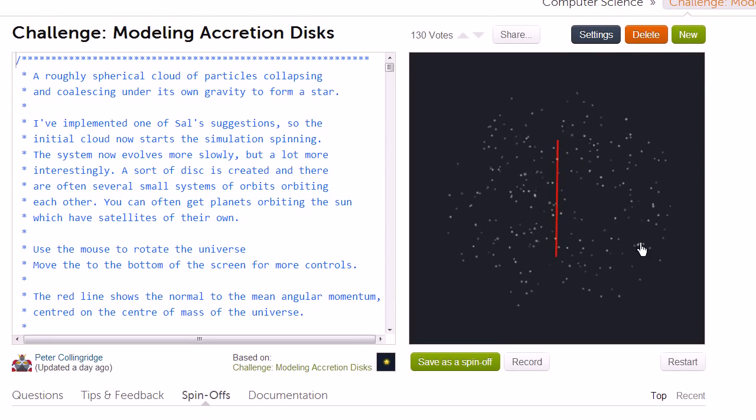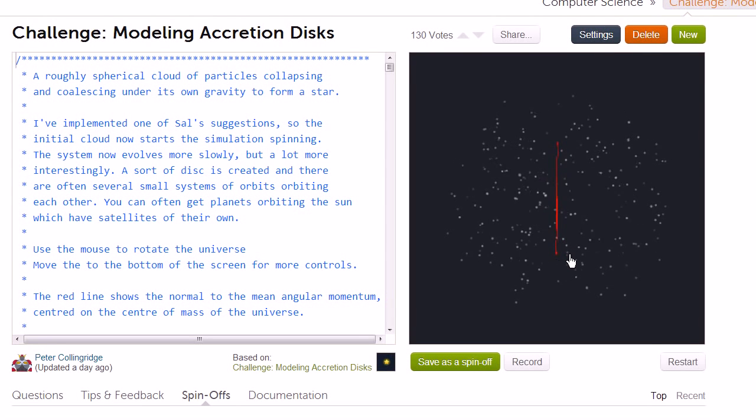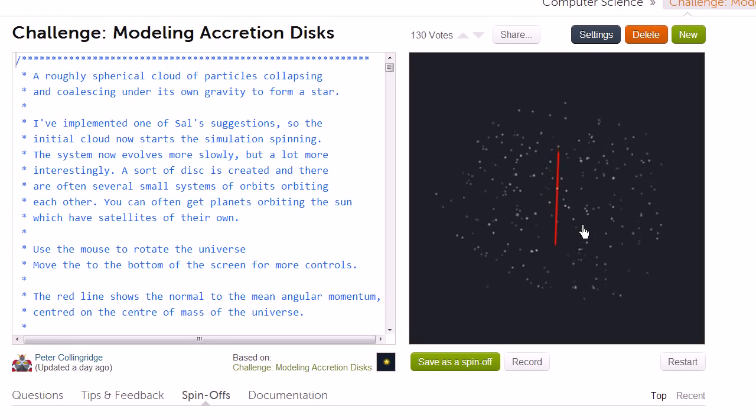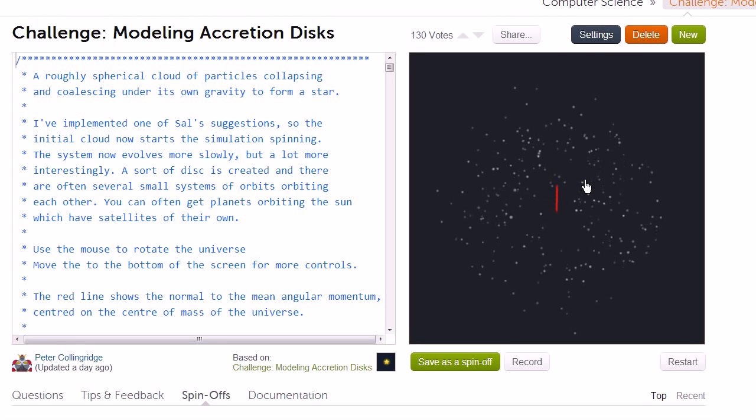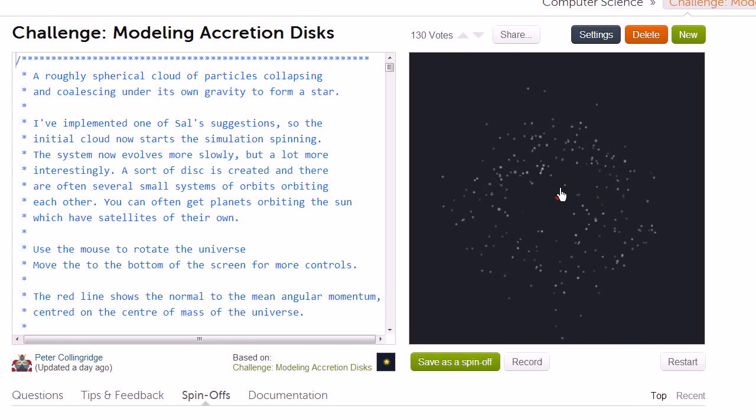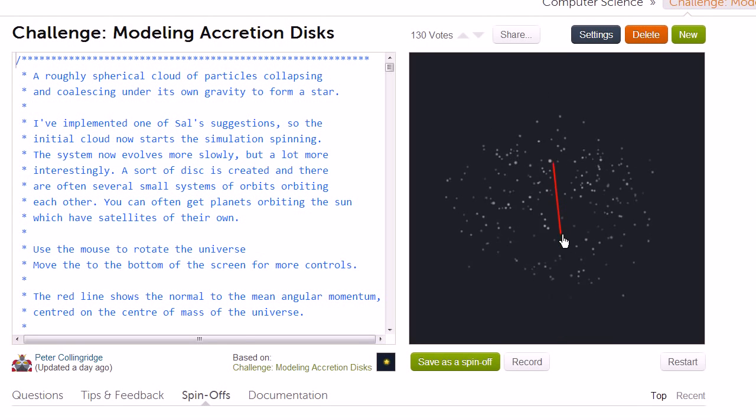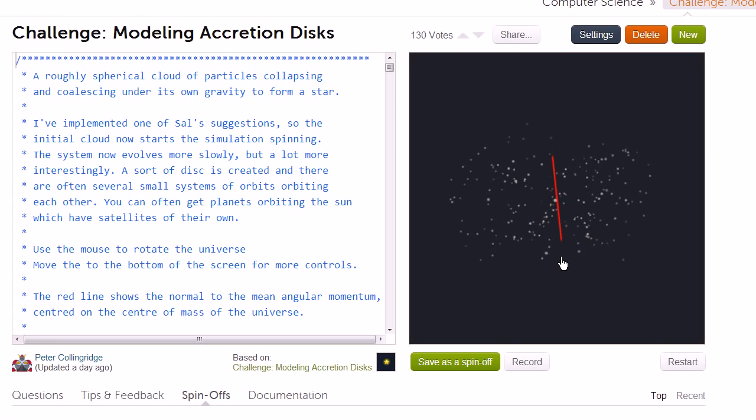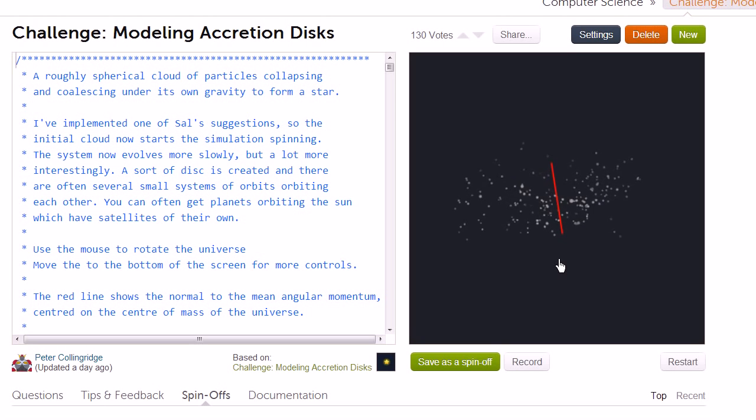What we have here is a simulation created by Peter Kolengridge in response to one of our computer science challenges, to show how many particles might interact gravitationally. And the whole point of the simulation is to get an intuition for how galaxies form, why they have the structures they have, how solar systems form, and how gravity alone can kind of define that structure.